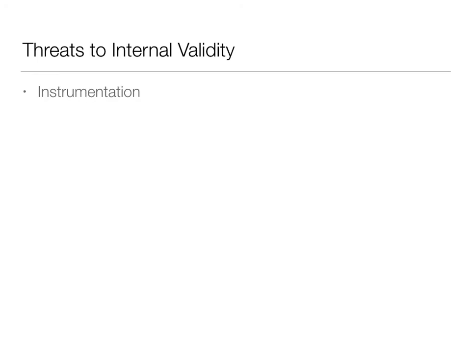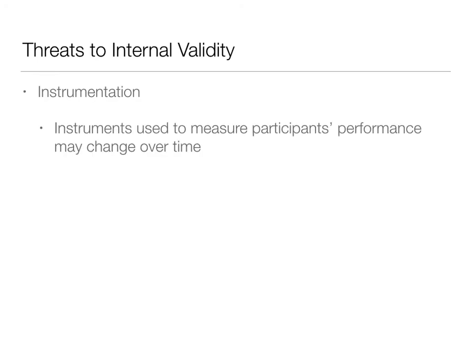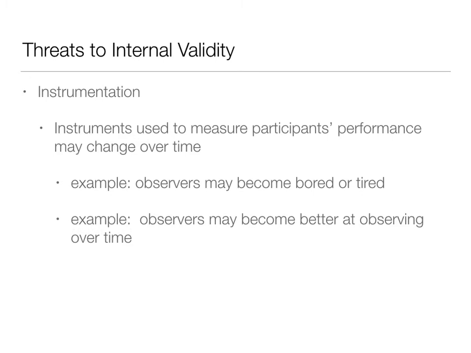We can also have problems with instrumentation. We use instruments to measure people's performance over time. Those instruments can change over time. So if we have an observer that's recording behavior, they could become bored and not be paying attention to the same kinds of things at the end of the study that they were at the beginning of the study. They can become tired. They can become bored. We can have also the reverse happen. We can have observers become better at observing over time. And then that's a problem. They're better able to detect those things that we're looking for at the end of the study than they were at the beginning of the study.